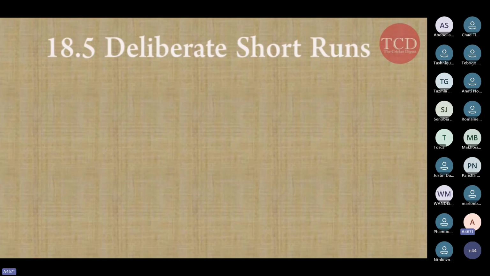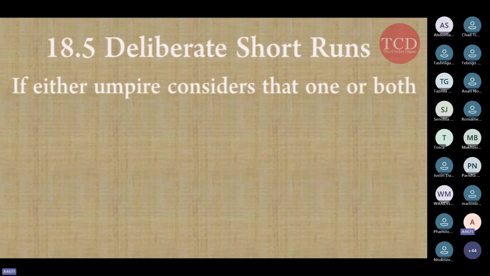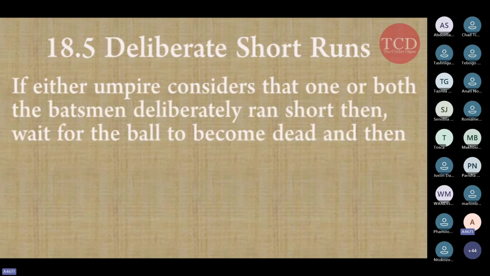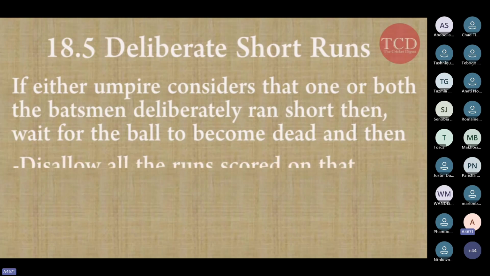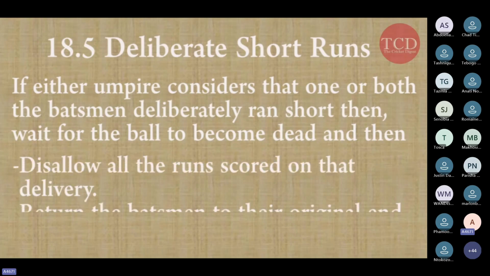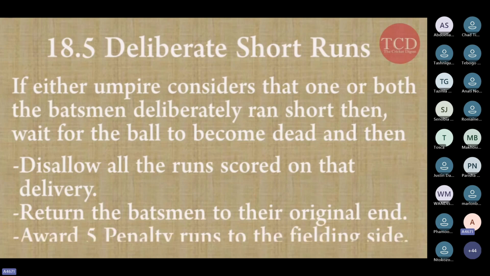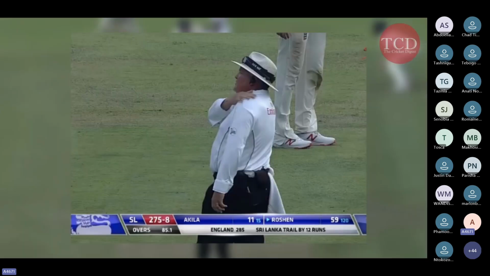Now let's take a look at deliberate short run. Cricket law states that if either umpire considers that one or both the batsmen deliberately ran short, then wait for the ball to become dead and further disallow all the runs scored on that delivery, return the batsmen to their original end, and award 5 penalty runs to the fielding side. Now, let's see why the umpire considered this incident as deliberate short running.